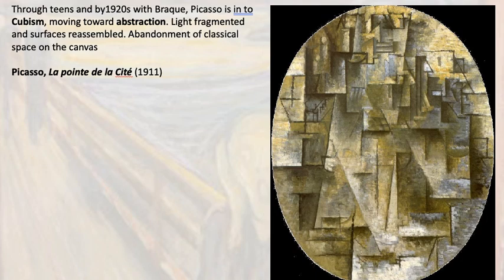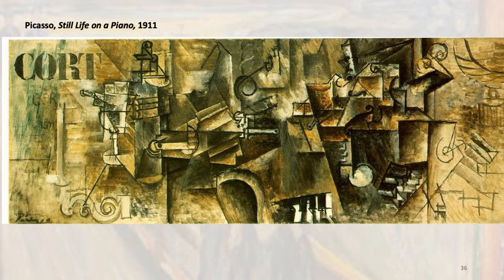La Pointe de la Cité, the point of the city, in 1911, and then Still Life on a Piano in 1911. So you can see that the object is splayed out on the canvas, trying to see all angles at once. Kind of a God's eye view, you might say, which, in my opinion, did not succeed because of its incredible reach, you might say.